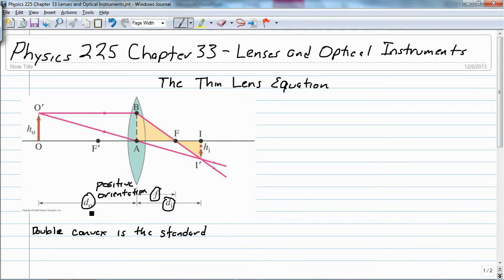So we need to remember that's a little different from the mirrors, but we need to keep track of how with the double convex, our object distance is on one side and the focal distance and the image distance are on the other side of the lens.